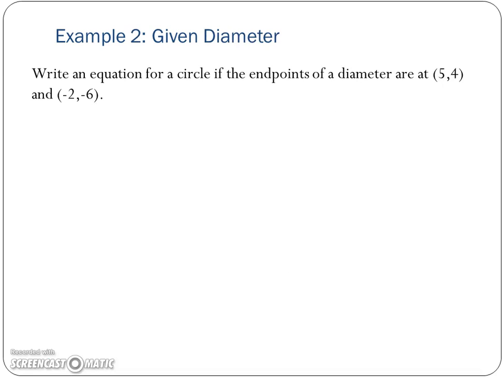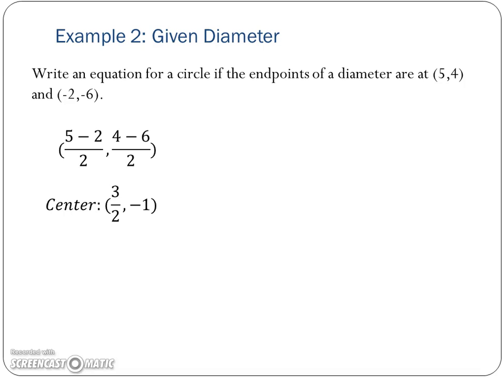Our next example, we're given a diameter. So (5, 4) and (negative 2, negative 6) are endpoints of a diameter of a circle. We're going to write the equation. First we have to find the center, so we're going to do the midpoint. We're going to do (5 plus negative 2) divided by 2, and (4 plus negative 6) divided by 2, which gives us (3/2, negative 1).